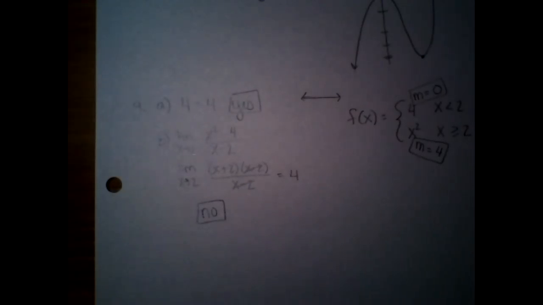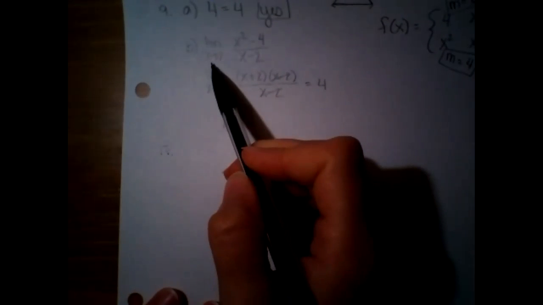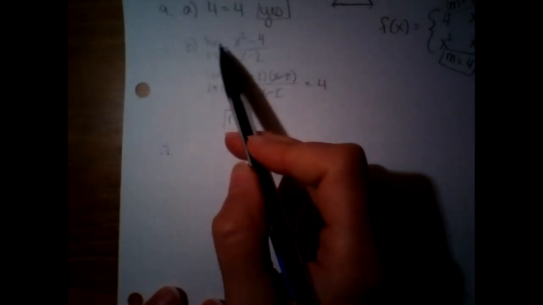All right, let's look at 17. So we're getting the derivative, which is the instantaneous rate of change at -2. So we're using the same formula that we did right here. So it's going to be limit as x goes to -2.